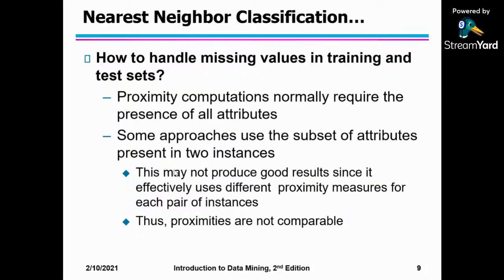So the question is how to handle missing values in the training and test set. Now, proximity computation normally requires the presence of all attributes. So some approaches use the subset of attributes present in two instances. This may not produce good results since it effectively uses different proximity measures for each pair of instances. Thus, proximities are not comparable.